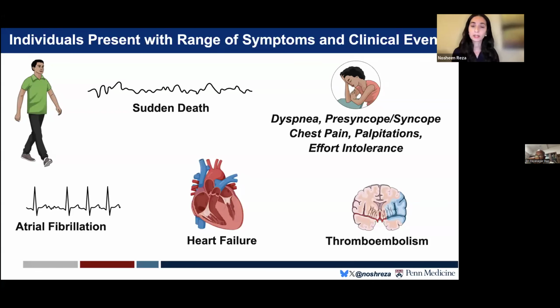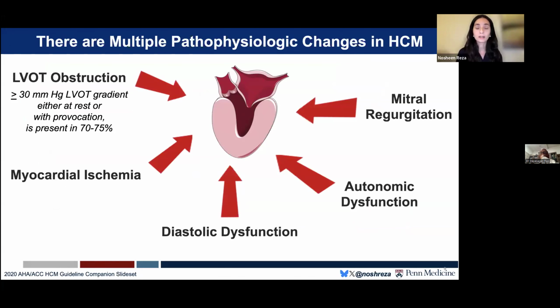There are multiple pathophysiologic changes that can occur in HCM that lead to this constellation of symptoms and signs, and I've listed them here on this slide. We'll talk mostly in our treatment section about left ventricular outflow tract obstruction, which is the occurrence of a LVOT gradient in excess of 30 millimeters of mercury, either at rest or with provocation. And LVOT obstruction is present in about 70 to 75% of patients with HCM. In addition, patients with HCM experience myocardial ischemia, diastolic dysfunction, autonomic dysfunction, and mitral regurgitation, again, all working together to lead to these symptoms.